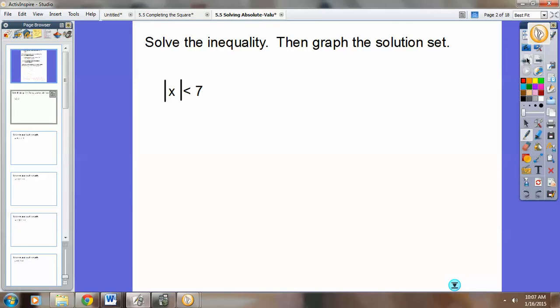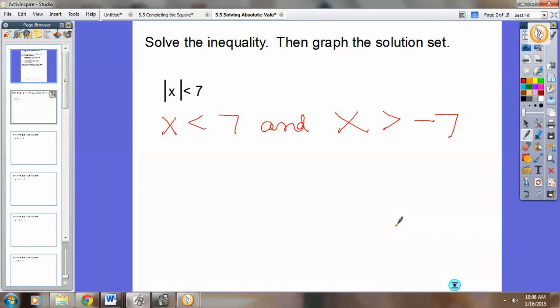When we set up our inequalities, the first inequality is going to be x is less than 7. The second inequality is going to be x is greater than negative 7. Now I'm also going to write the word "and" in here. How again did I know this was an "and"? The original symbol is less than. Tells us it is an "and."